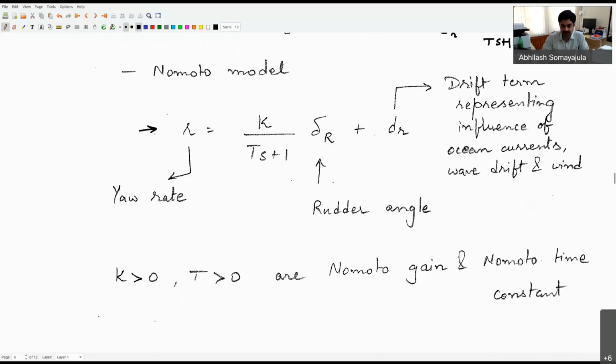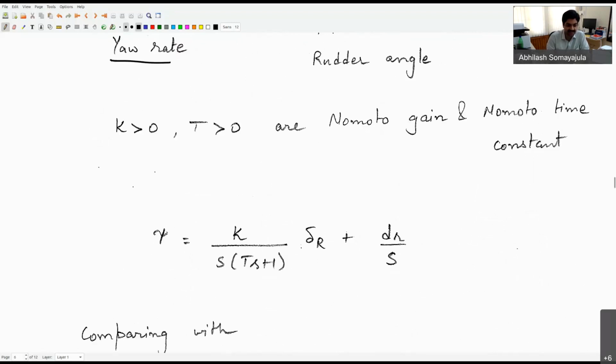Okay, so typically K and T are the Nomoto gain and Nomoto time constant. From here we can continue further because we are not really interested in the yaw rate, but in the heading angle. We know that psi dot is nothing but r, therefore psi of s is r divided by s. That's why you'll see this extra factor of 1 by s come into the picture once I'm looking at the heading angle psi, where I'm integrating this expression with respect to time and expressing the entire thing back in the Laplace domain.